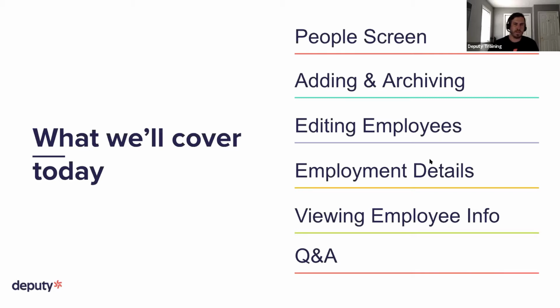We're going to talk about editing employees. So down the road, if an employee has a change made to them, how to go in there and edit that. We're going to talk about employment details. This part's really important. These are things like their pay rates or their leave conditions or what state they're in, that kind of thing. We're going to look at viewing employee info, which sounds obvious, but it's a little different from adding and editing employees. So we're going to look at what you can do there. And then we'll do some Q&A at the end if we have time.